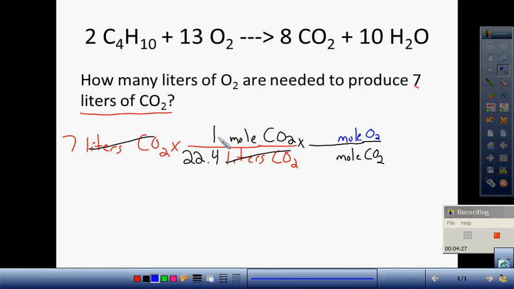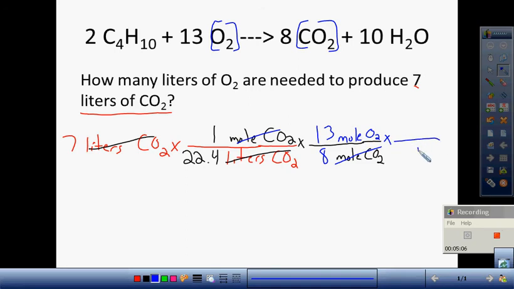Alright, this fraction had 1 mole, so I use the number 1. This fraction has 2 moles, so I can't use 1. I have to go to my equation. So O2, again, the number in front of O2 is 13. The number in front of CO2 is 8. Cross off my like units. Am I done? Well, I'm at moles of O2, but I want liters of O2, so I've got to keep going.